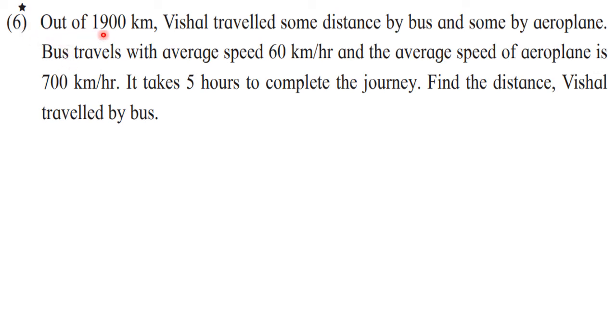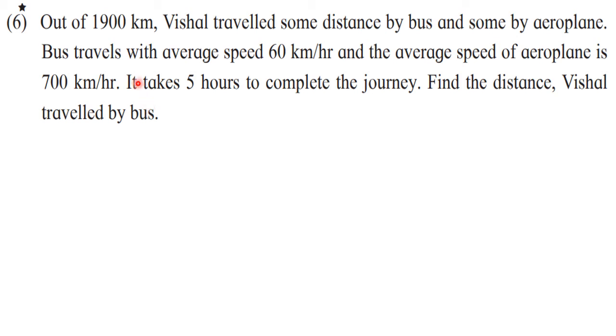Out of 1900 kilometers, we shall travel some distance by bus and some by aeroplane. Bus travels with an average speed of 60 kilometers per hour and the average speed of the aeroplane is 700 kilometers per hour. It takes 5 hours to complete the journey. Find the distance we shall travel by bus.